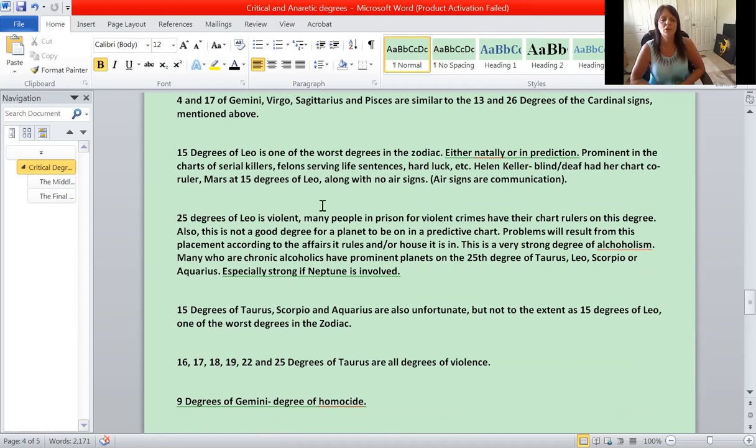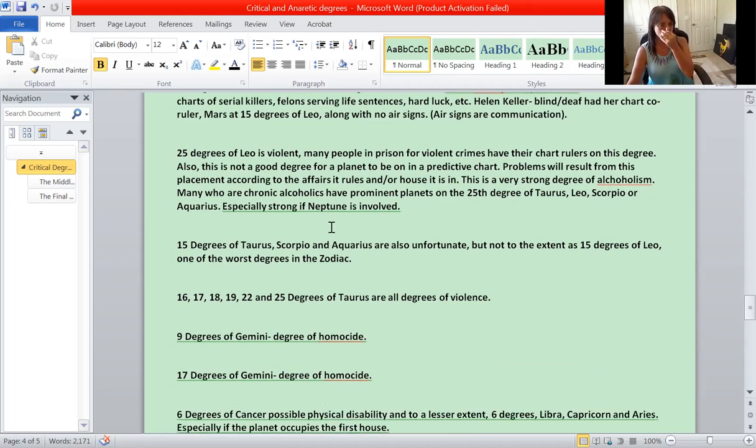So air signs are communication. Thought that was interesting. 25 degrees of Leo is violent. Many people in prison for violent crimes have their chart rulers on this degree. Also, this is not a good degree for a planet to be on in predictive charts, like your progress chart. Problems will result from this placement according to the affairs and rulers under the house that it's in.